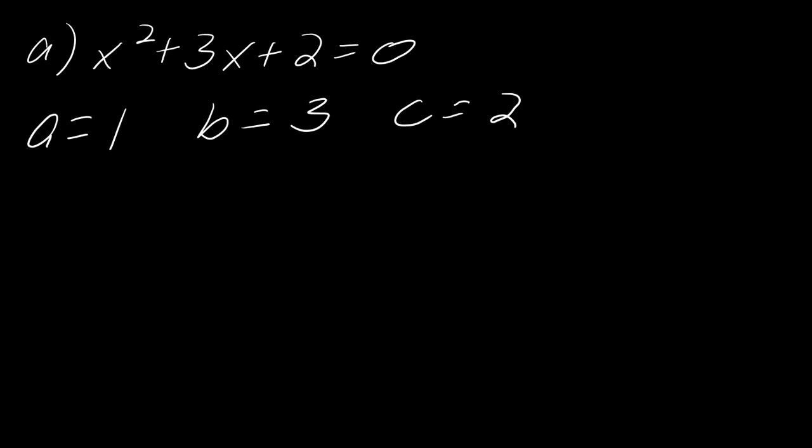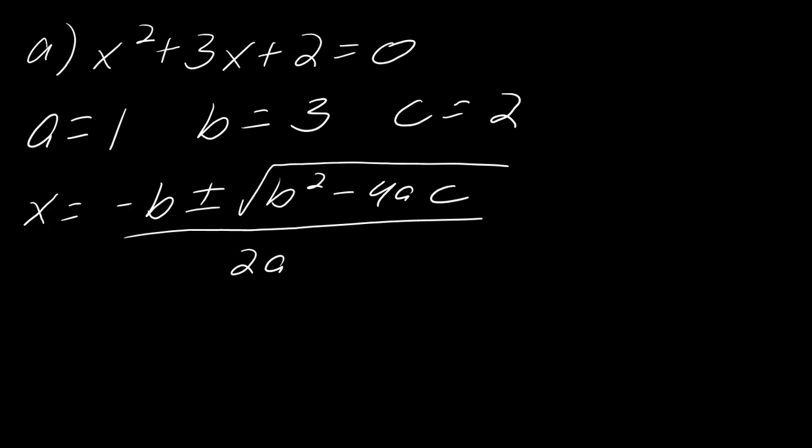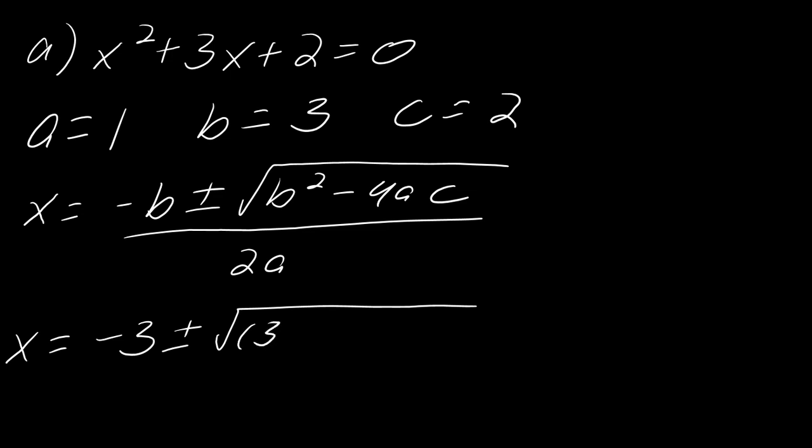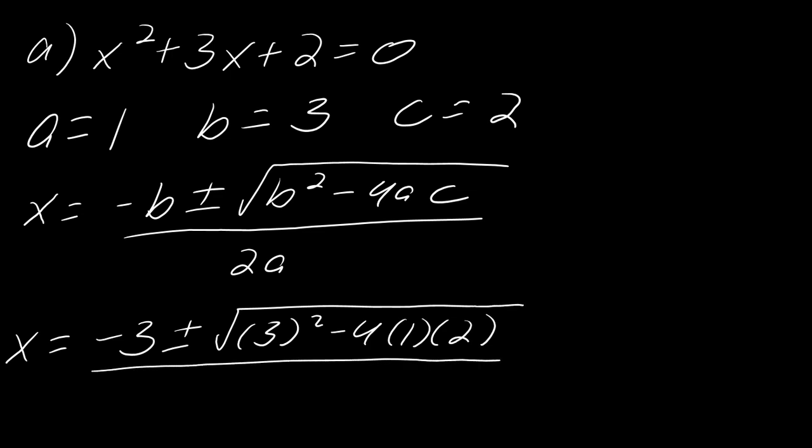So now I am just going to plug my A, B, and C into this formula. So this will become negative 3 plus or minus the square root of 3 squared minus 4 times 1 times 2, all of this over 2 times 1. And I'm already running out of space, so I'll make some space.